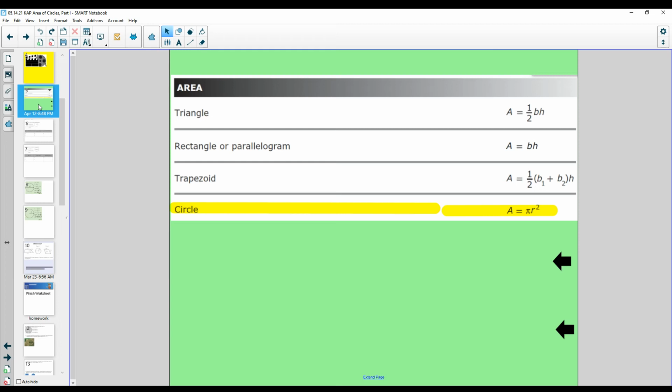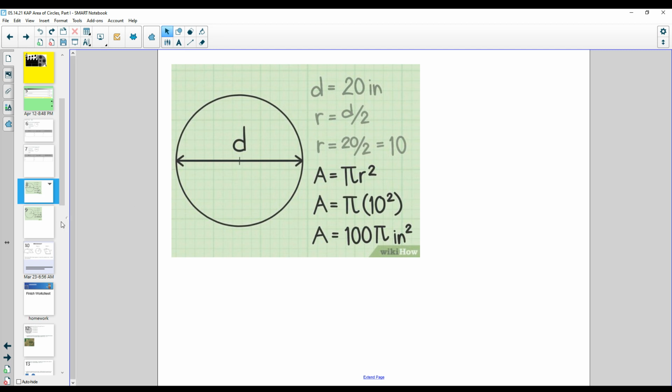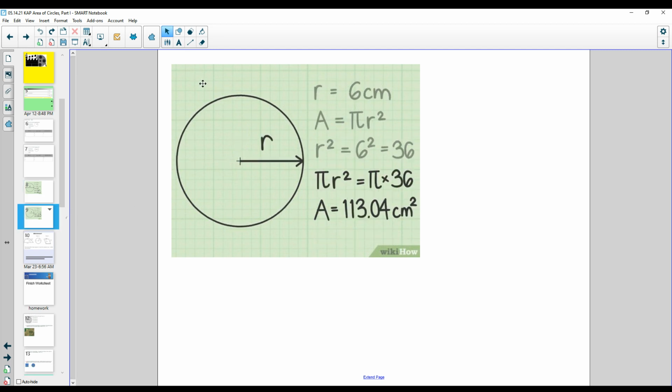Welcome. Today's lesson is over area. Area of what? Circles. A equals pi r squared. So let's do one, let's start with the easy one first. This is a circle with a line that's called a radius.